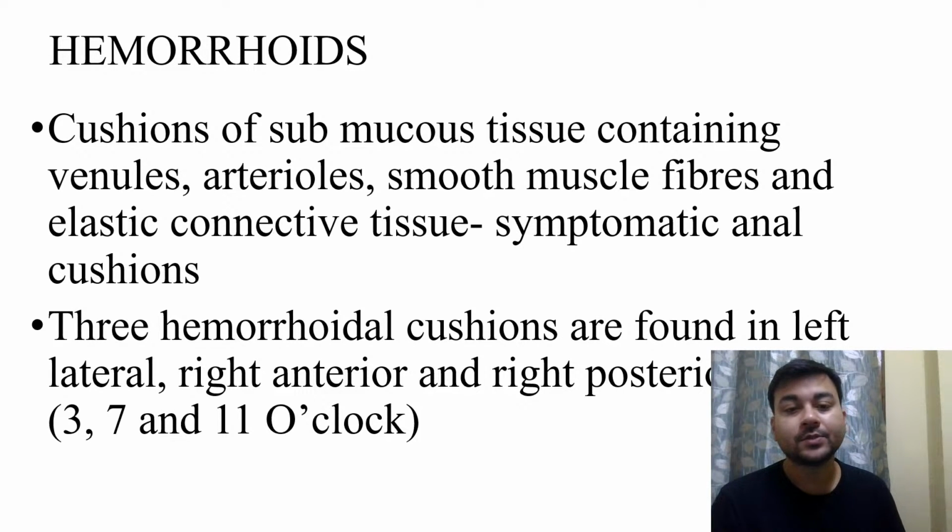Now, these anal cushions actually occur at three positions: left lateral, which is also known as 3 o'clock, right anterior, which is also known as 11 o'clock, and right posterior, which is also known as 7 o'clock position. So these three positions are very, very important for hemorrhoid. Actually, when we do examination by proctoscopy, we check for these three positions, mostly.